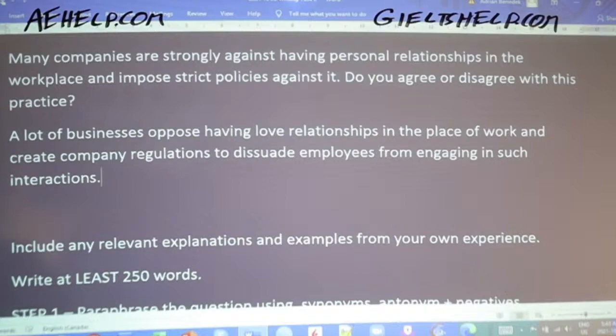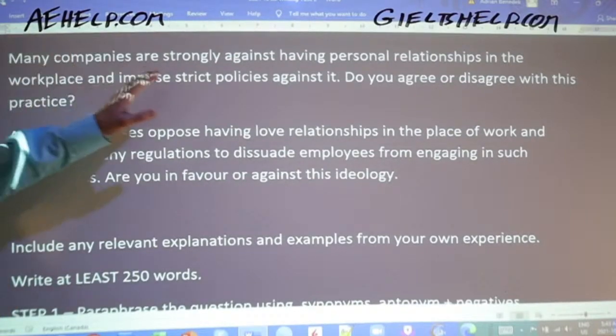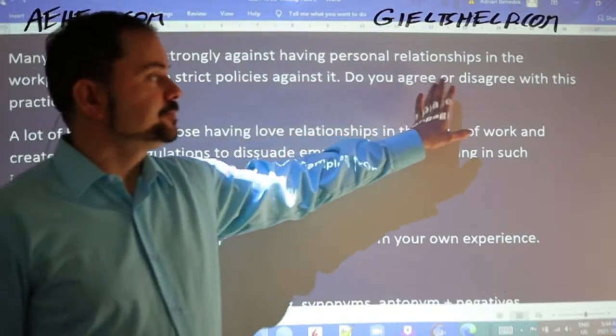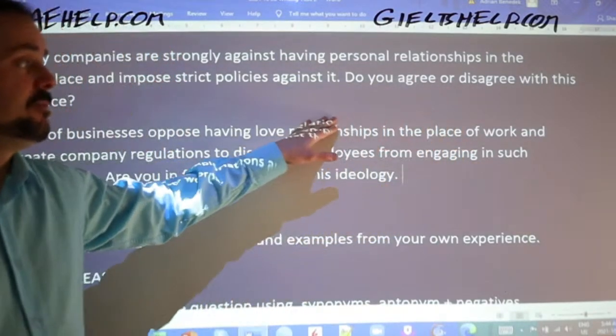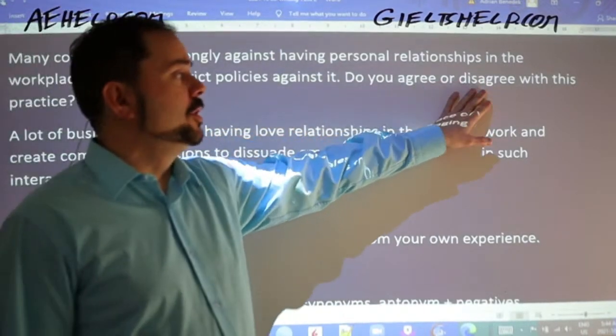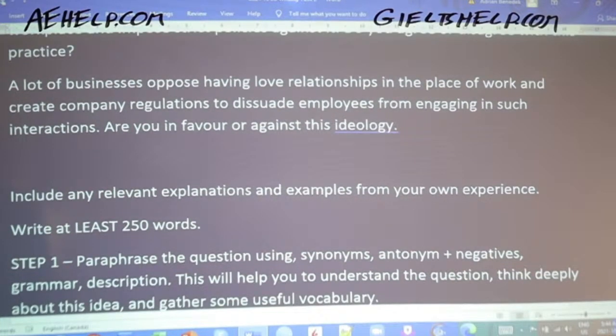All right, so are you in favor or against this ideology? All right. Yeah, so you always want to finish your complete paraphrase. So you want to pay attention to this. Do you agree or disagree with this practice? Because that gives you the type of question and answer that you need to have for this. Now, with this question, so here we have a do you agree or disagree with this practice? What do you think you should do? Should you A, both agree and disagree?